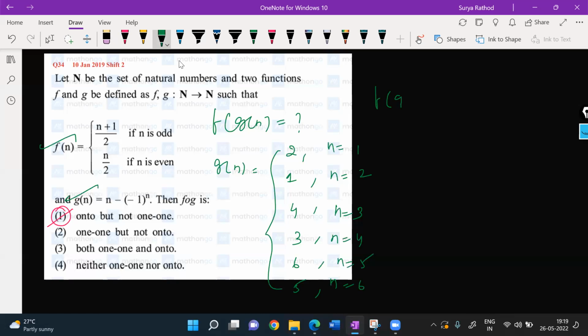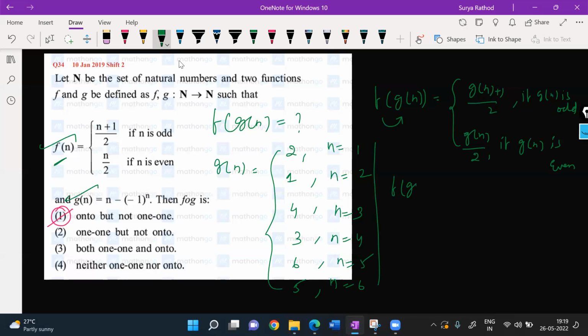Now what do we need here? f of g of n I need. Which means f of g of n is nothing but substituting g of n into f of n. So it is (g of n plus 1) by 2 if g of n is odd, and g of n by 2 if g of n is even. Then f of g of n is going to be what? Think.